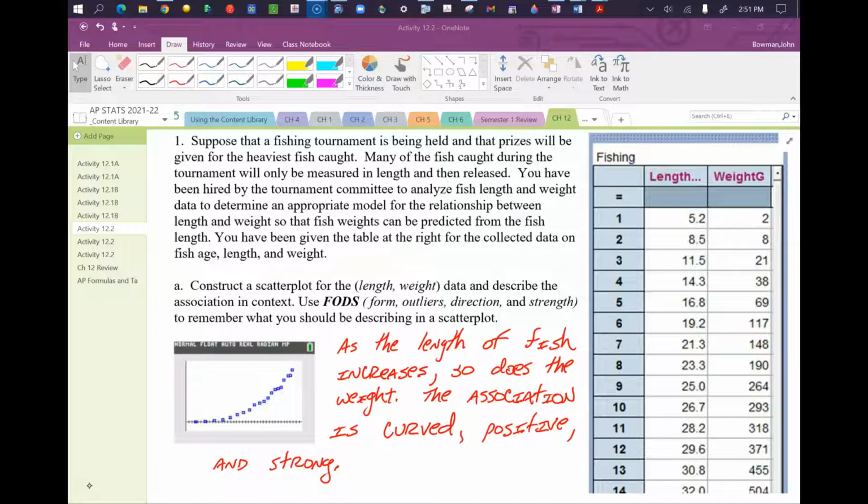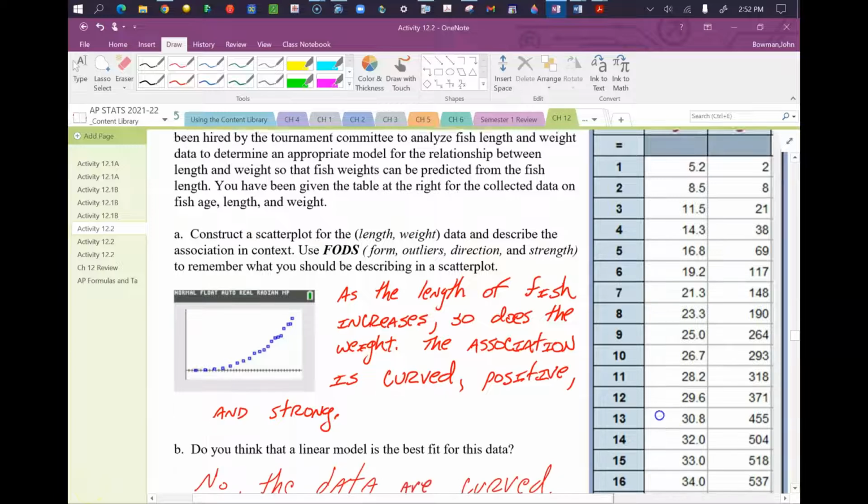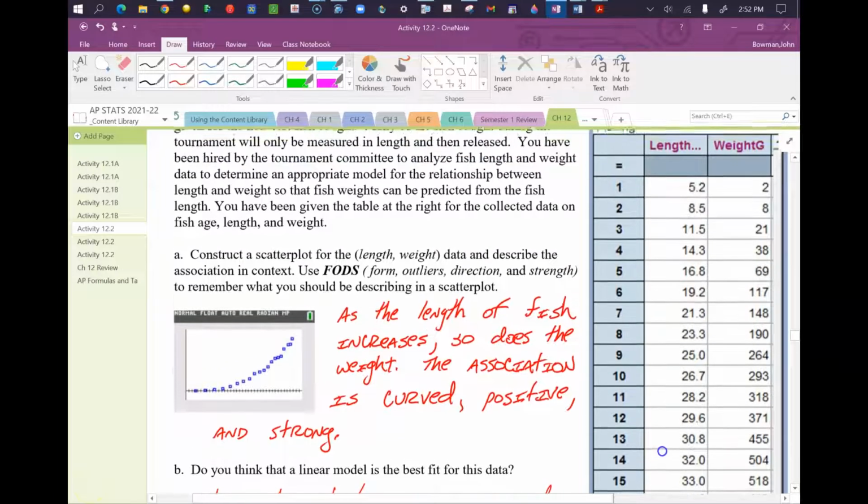Alright, so as you can see, we've got a nonlinear set of data here. And as the length of the fish increases, so does the weight. The association is curved, positive, and a strong association. In the next question, it says, do you think that a linear model is the best fit for this data? Clearly, that's not the case because this data is not linear. So then the question becomes, well, what would be the most appropriate model?